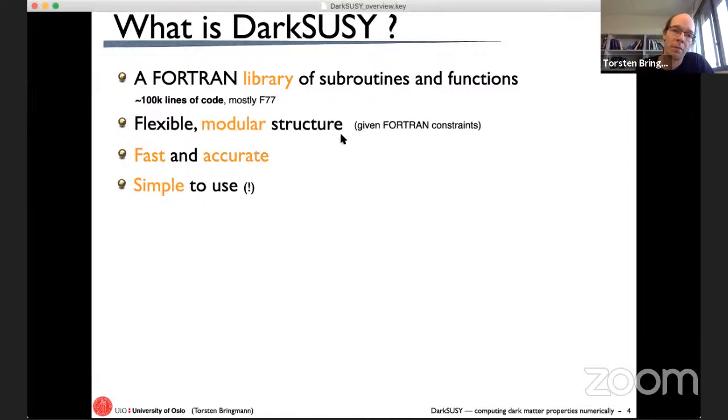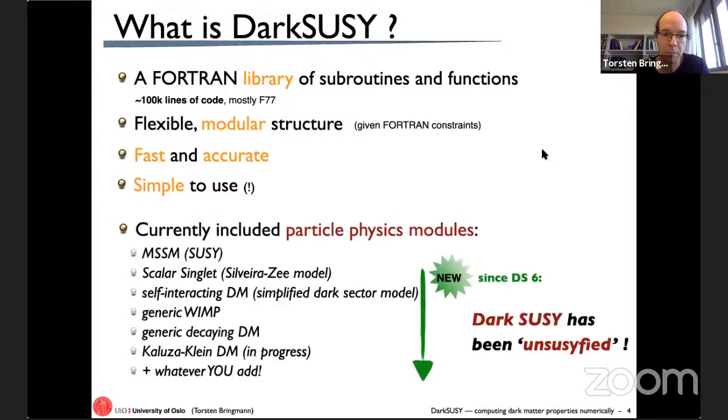And we've tried to make this code as modular as possible with the constraint of Fortran. But also, the advantage of Fortran is, of course, that it allows for very fast code, and it is very simple to use. And this is something that I'm trying to demonstrate also in the tutorial today.